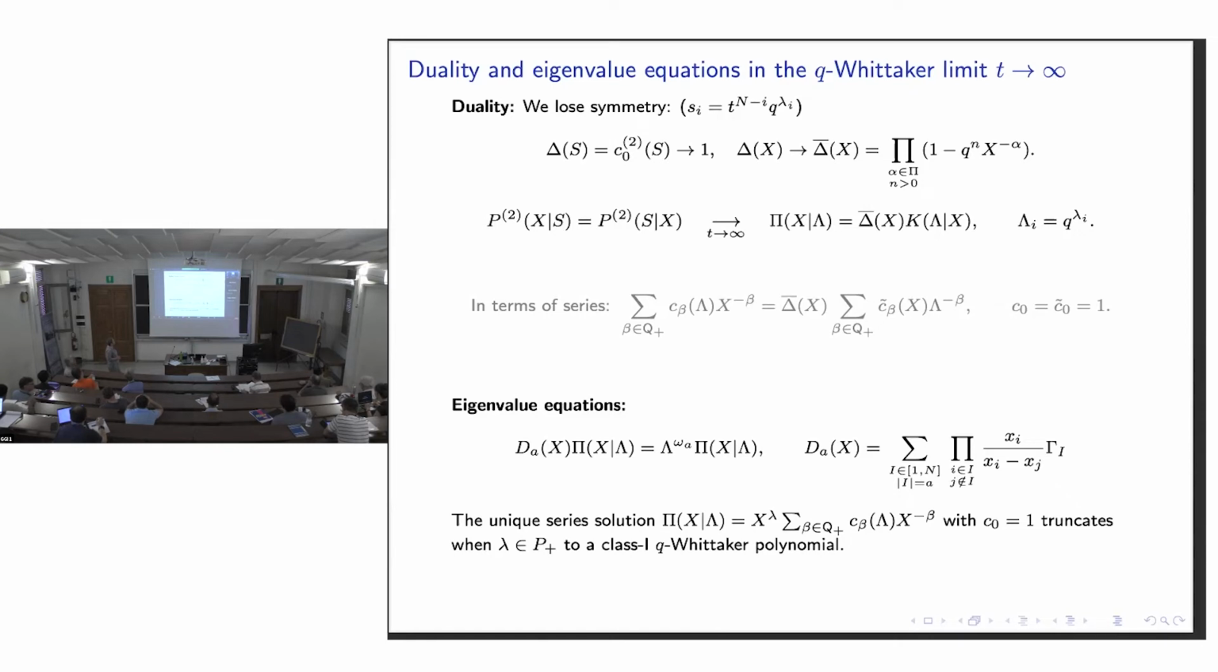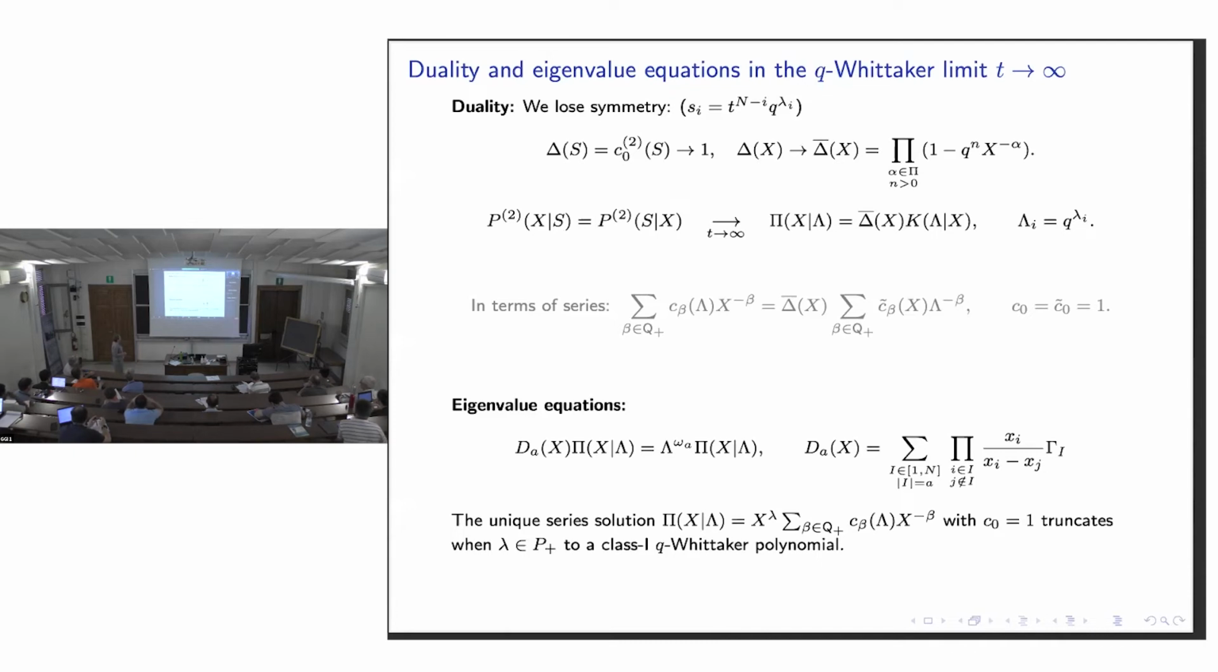You have a function pi of X and lambda is equal to delta bar of X times this function capital kappa, which is K of lambda and X. And here, this capital lambda is just a way of parameterizing Q to the lambda. That's the variable we should consider. So this is what remains of Macdonald's duality in the Q Whittaker limit. Nevertheless, this is a perfectly fine limit, and I can take both the limit of the Macdonald equations and of the Pieri rule, and I'll get two different rules in this limit.